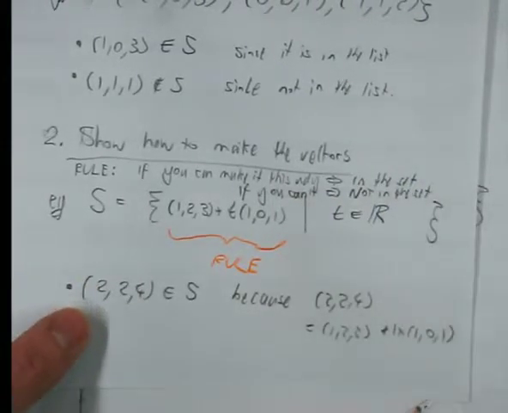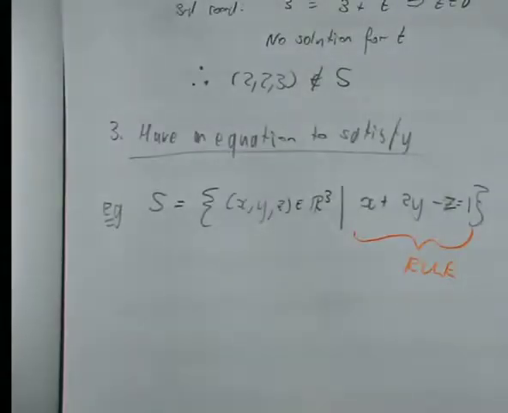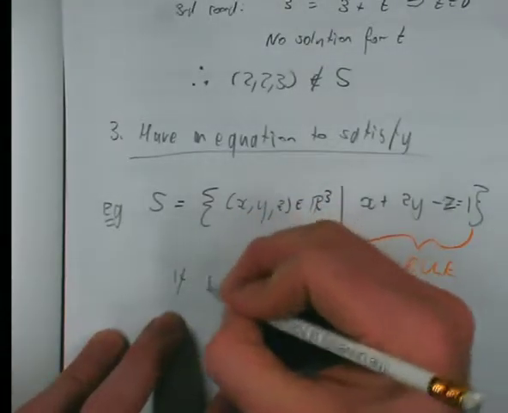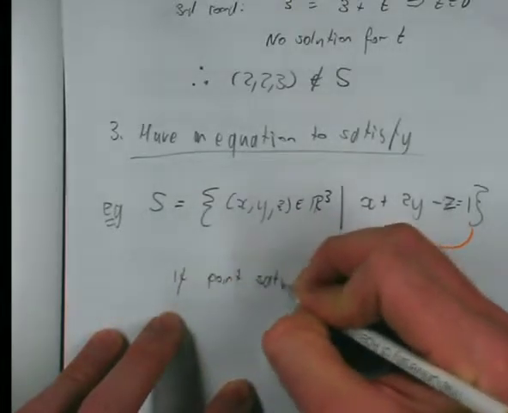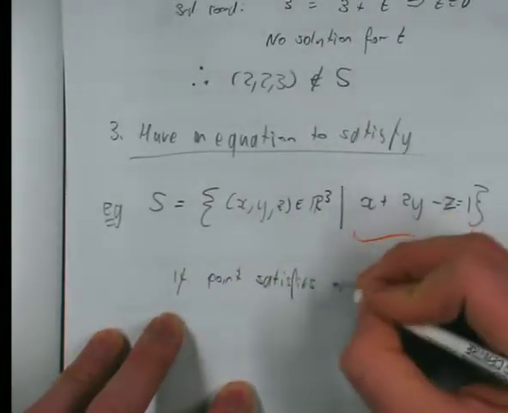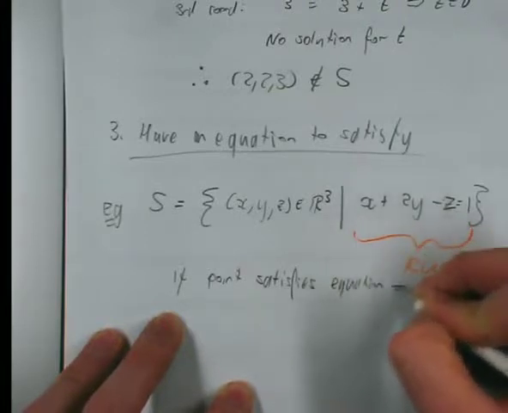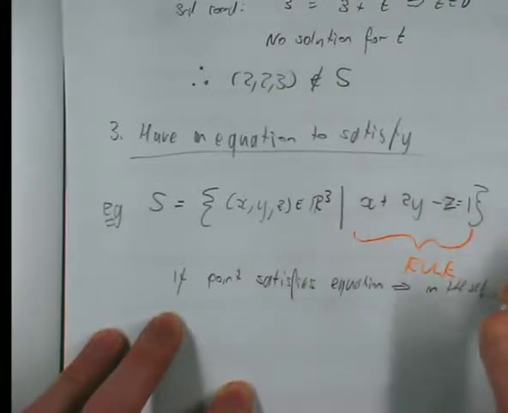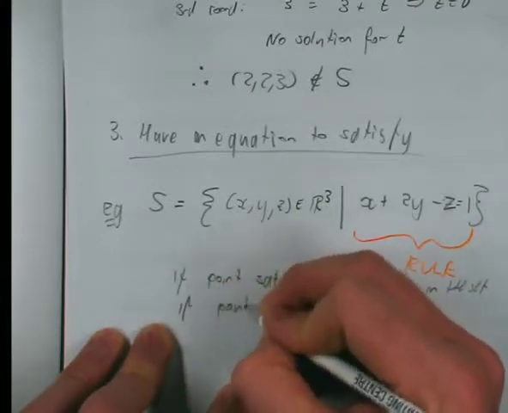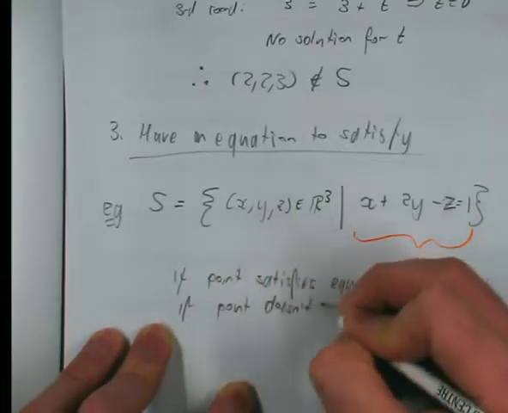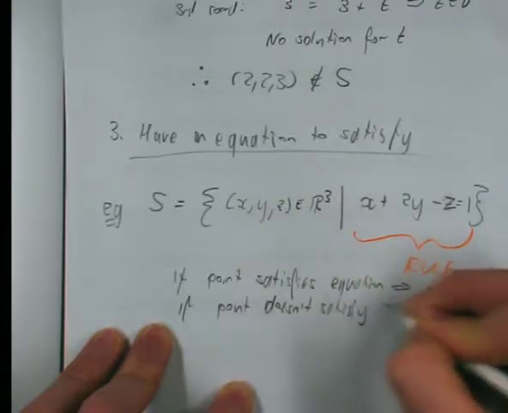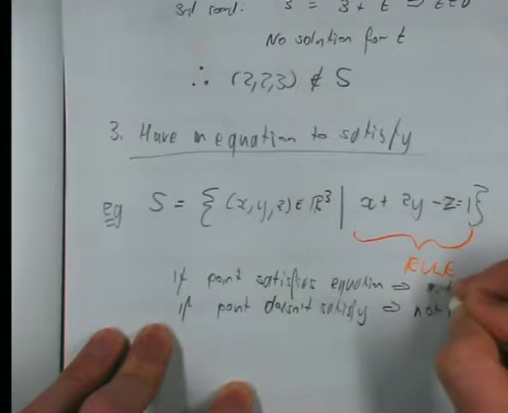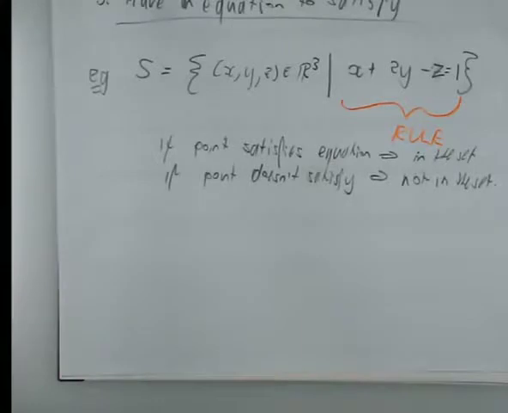But for this set that we're just making now, if the point satisfies the equation, then it's in the set. And if the point doesn't satisfy it, then it's not in the set. Okay, that's my rule. Every set that you see, you need to ask, how do I tell if things are in, how do I tell if things are out?